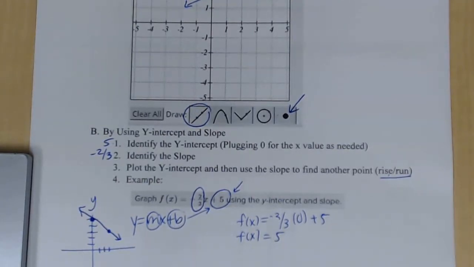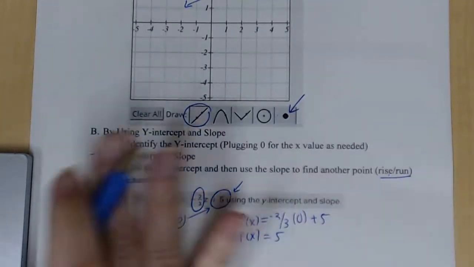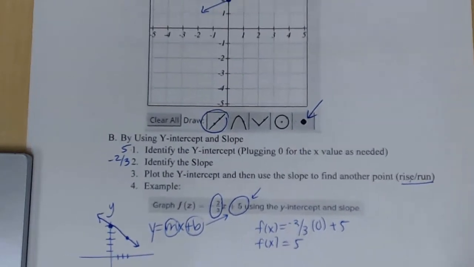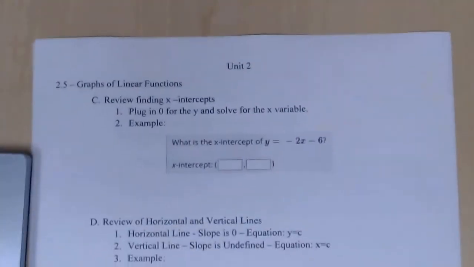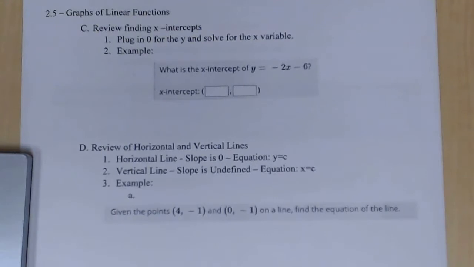Again, review. We've done intercepts. We've done slope. We've done plotting slope and y-intercepts. So just kind of reviewing as we're diving deeper into these linear functions. C, again, I noted, review. Let's remember how to find x-intercepts.